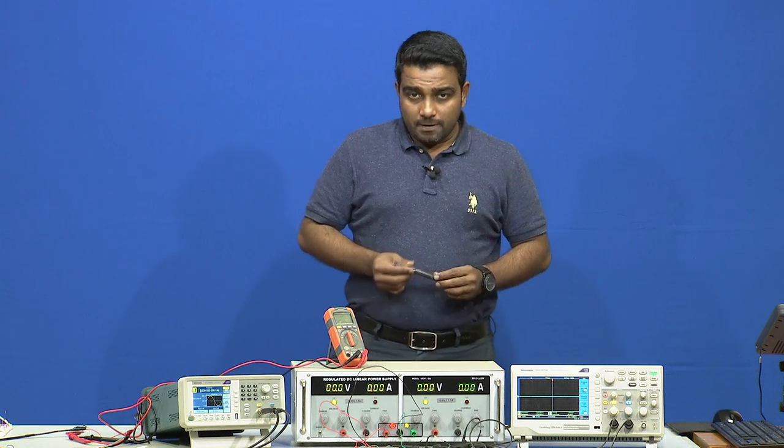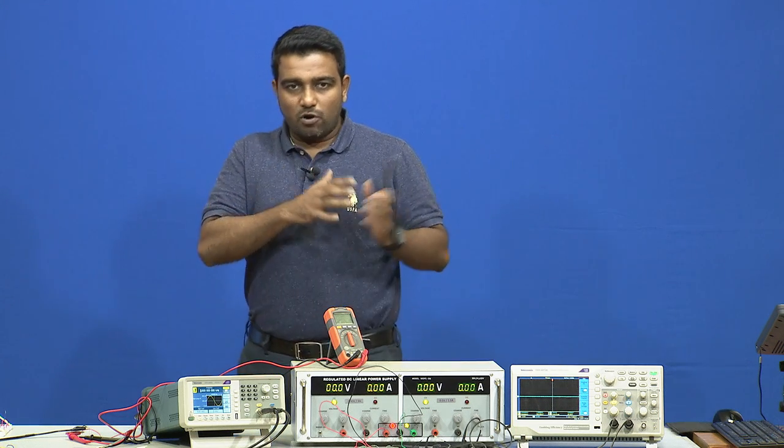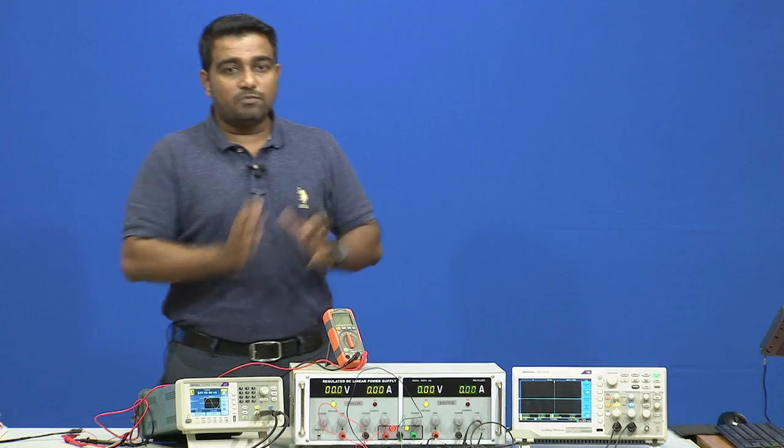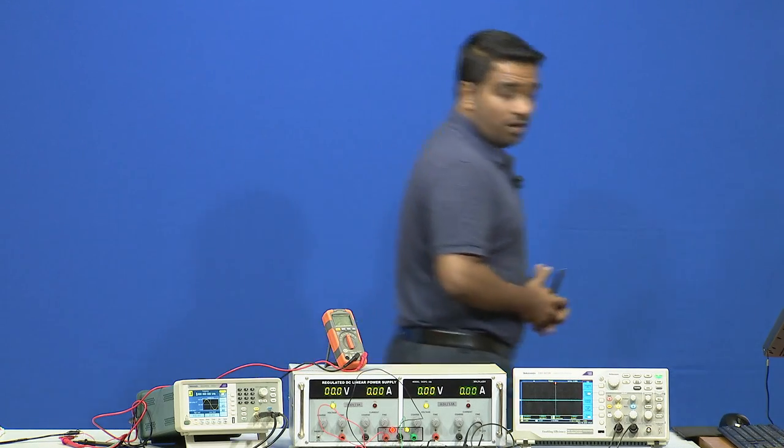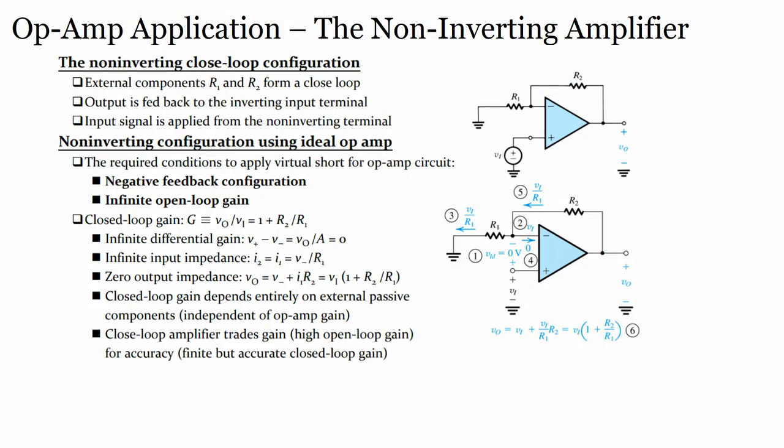Alright, welcome once again. Last module we have seen the inverting amplifier, this module we will see the non-inverting amplifier. So, let us quickly see the screen, and what we see here? We see a circuit for a non-inverting amplifier. We have already seen this in the theory classes. Just quickly let us recall.